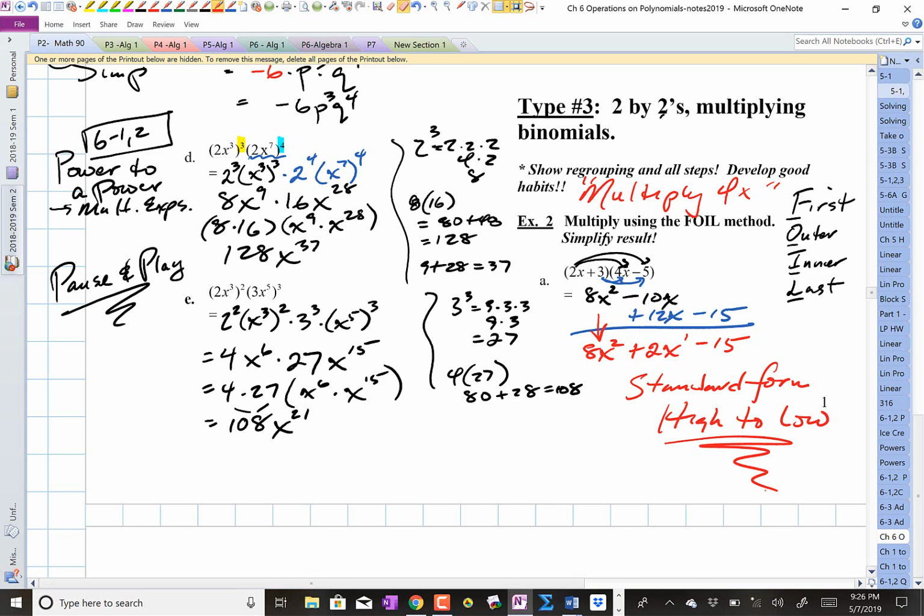So notice that we multiplied 4 times. First times first is first. And then I go to the outer product. The 2x times negative 5 is the outer product, which is negative 10x. The 2 terms on the inside here are 3 times 4x, or 12x. And then the last term times the last term gives you the last product. And that's why the inventors of all this mathematics many decades ago came up with this acronym called FOIL. First, outer, inner, last. It's just an acronym, just like GOHS is an acronym.